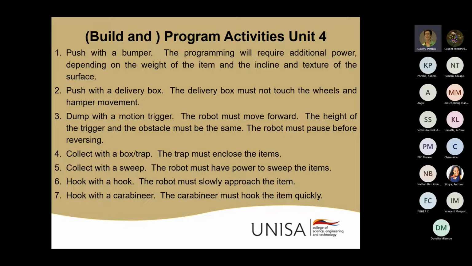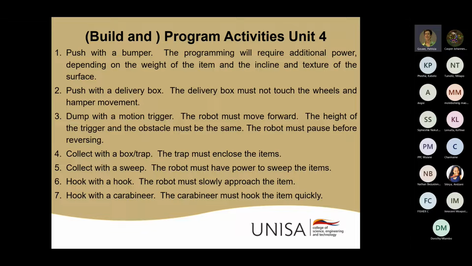So the delivery box also, maybe it mustn't touch the wheels, but the robot must be able to push it without losing it as well. The motion trigger, I'll show you now what that is. And that's just on a pivot point where you can dump something or drop something. The box and trap, the trap must actually enclose the items. That is kind of with a gate, the example that I showed you, that's kind of a trapping. It's a box with a trapping. And then the sweep is you sweep up things, and there's lots of different ways of designing that. But you've got to start with a basic design.